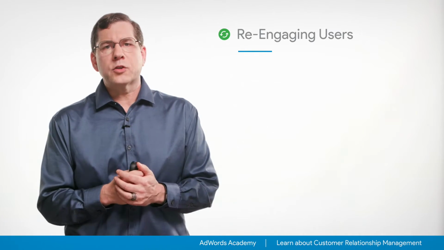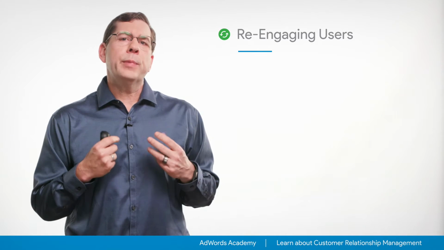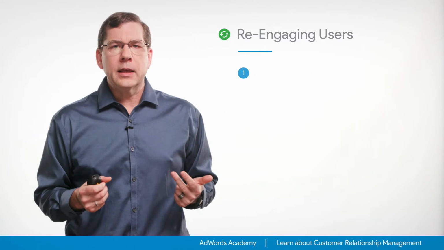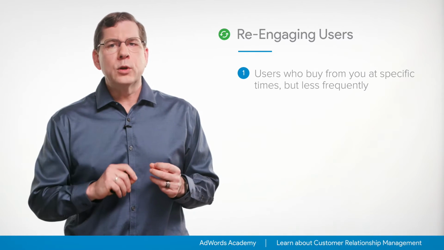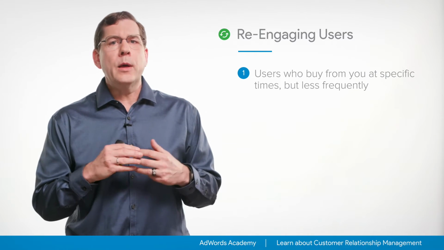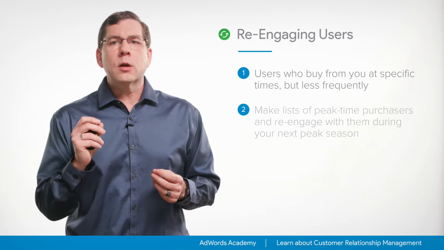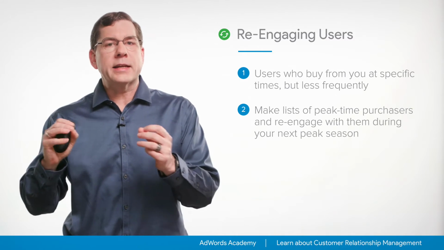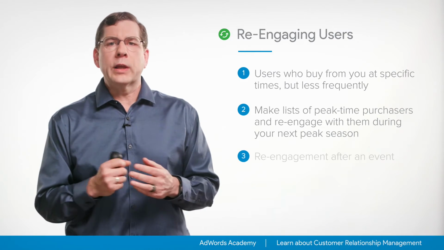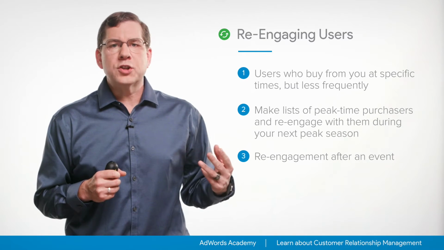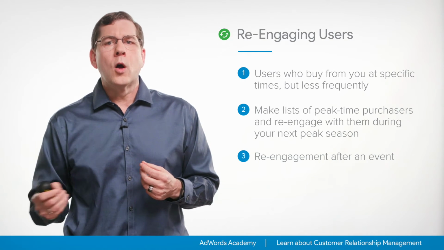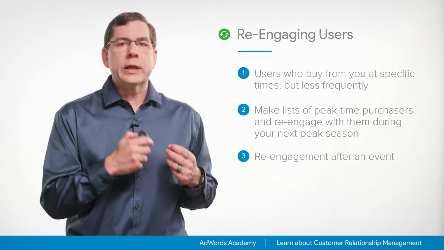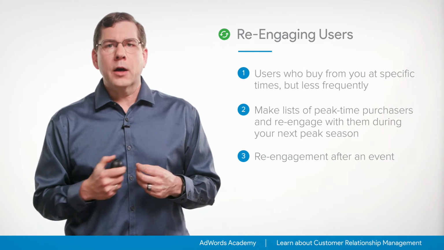You can also use Customer Match to re-engage users. If you have peak times of the year, such as outdoor furniture, flower sales, holiday gifts, then you have users who might only buy from you 1 or 2 times a year. As emails can be uploaded at any time, you can make lists of peak time purchases and then re-engage with them during the next peak season. You can also think of re-engagement after an event, such as a trade show where you collect business cards or a webinar where people register to view the content. If you have permission to market to those users, then you can re-engage with them after the event with Customer Match.